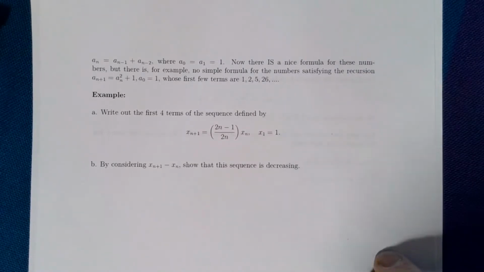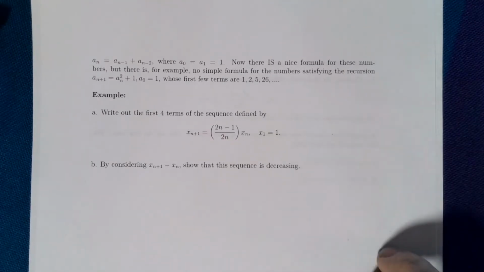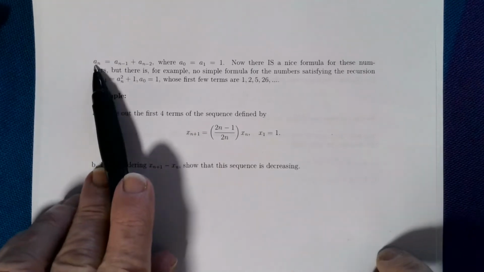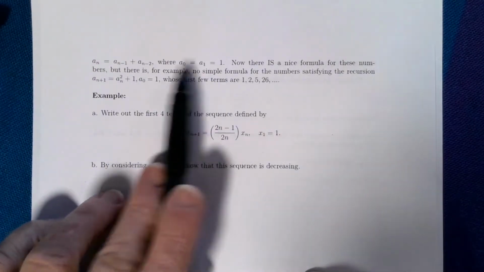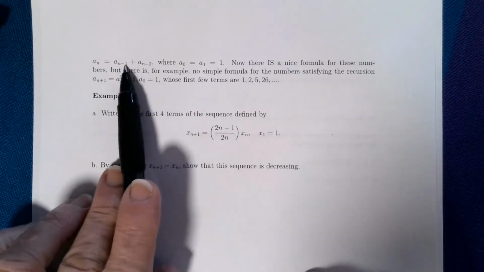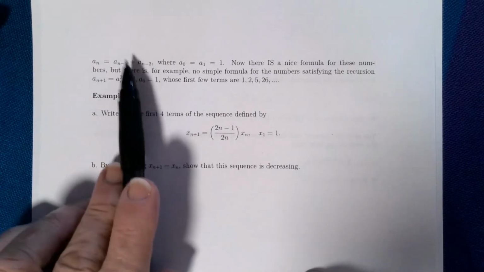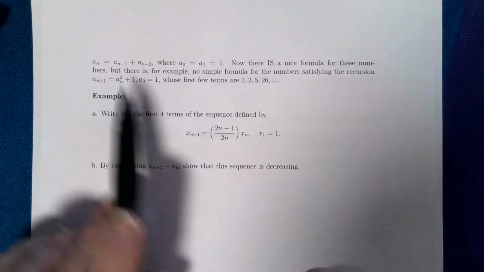We've been looking at recursively defined sequences, and I mentioned the last bit we looked at were the Fibonacci numbers, which satisfied this recurrence up the top here. I tell you the first two numbers, 1 and 1, and to get the next number, you simply add together the previous two numbers. So you get 1 plus 1 is 2, and then 2 plus 1 is 3, and then 3 plus 2 is 5, and so on.